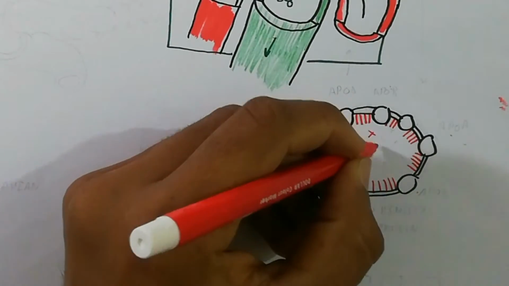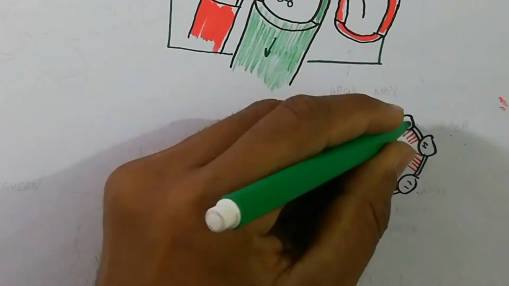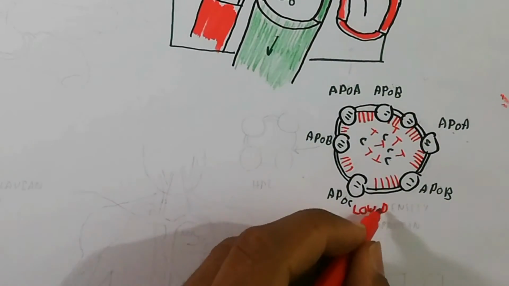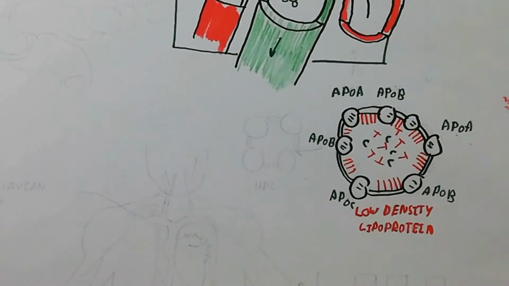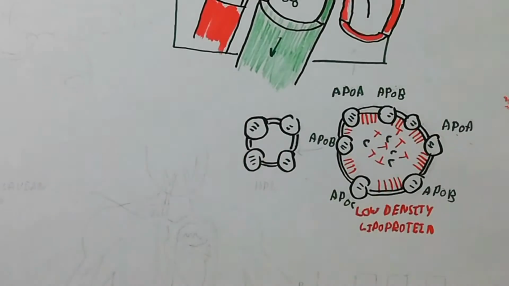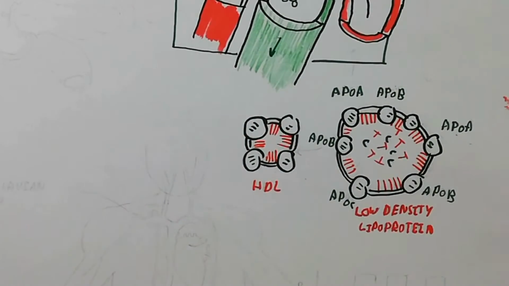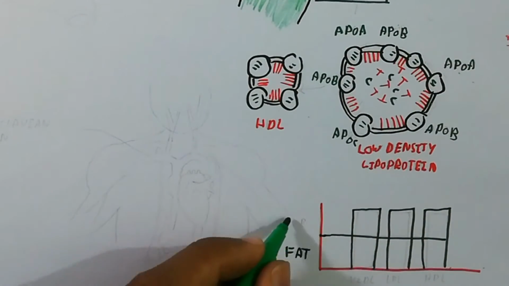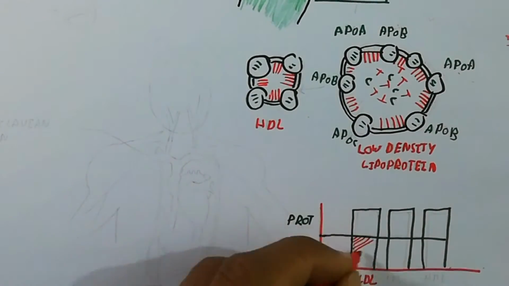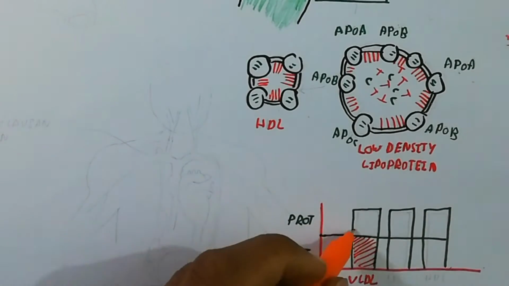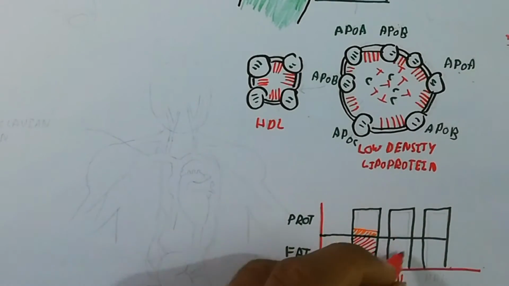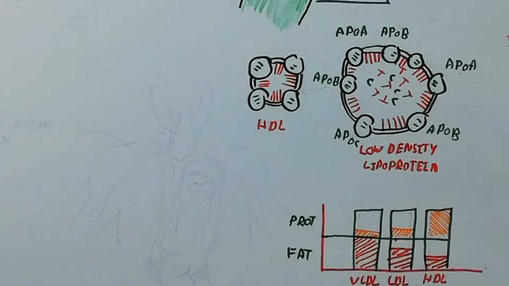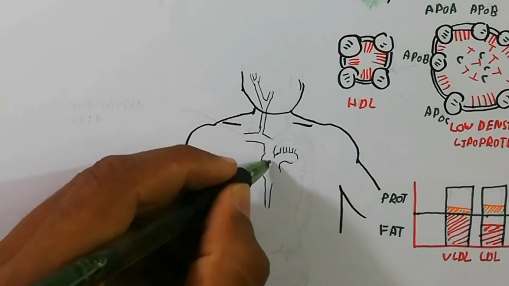Here we will talk about cholesterol. There are ApoA and ApoB, the protein types. Low density lipoprotein has low protein and high volume, so the fat is high. High density lipoprotein has high density and low volume. Here is a graph which shows the fat and protein. Very low density lipoprotein has high fat but less protein. Low density lipid has high fat and altogether less protein, but in high density lipid the fat is low and the protein is high.